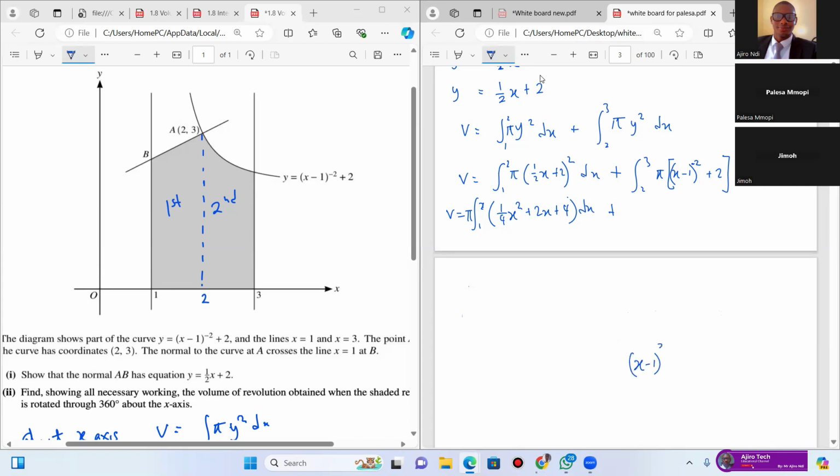x minus 1 to the power minus 2, plus 2, squared. So x minus 1 to the power minus 2 plus 2. If I do this, I'm going to get x minus 1 raised to the power minus 2 into x minus 1 raised to the power minus 2, plus 2 into x minus 1 raised to the power minus 2, and then 2 multiplying x minus 1 raised to the power minus 2 plus 2.